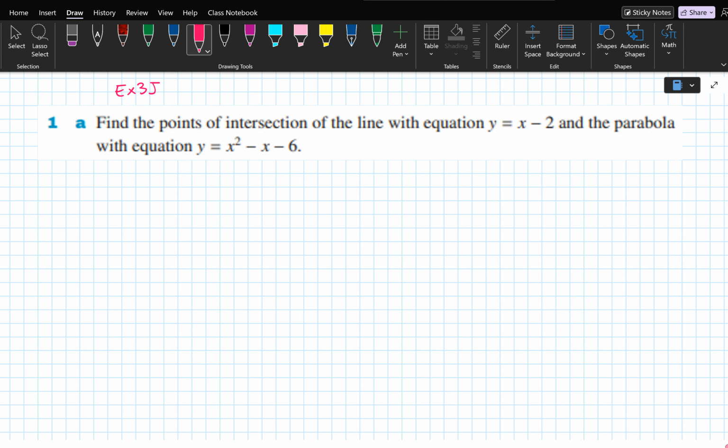What we have here essentially is a parabola shape, and a straight line, x minus 2, that could go something like this. So this could be the scenario where we're trying to find the points of intersection.